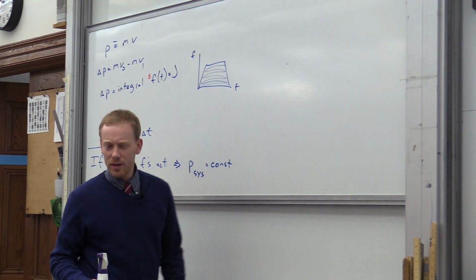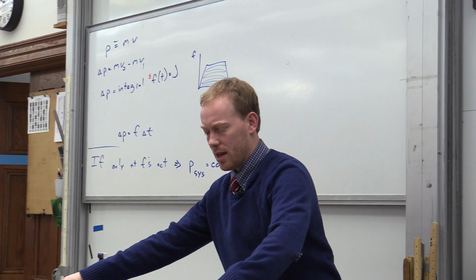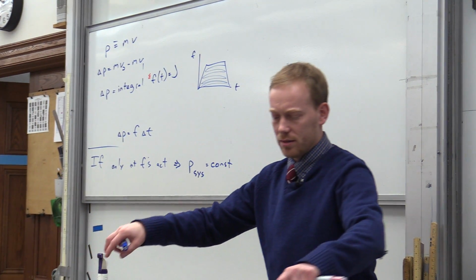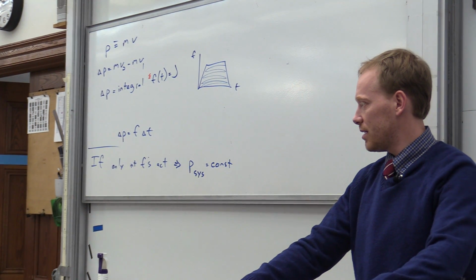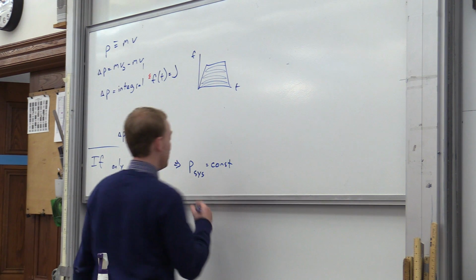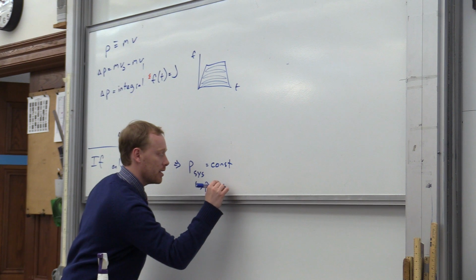And what is the momentum of a system? If I have this cart and this other cart, how could I figure out the momentum of the system? What does that mean? The sum of the individual momenta. Yeah, it's the sum of the individual momenta. It's the momentum of the first thing plus the momentum of the second thing.